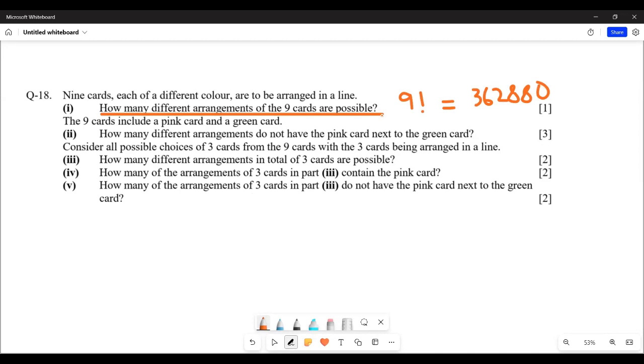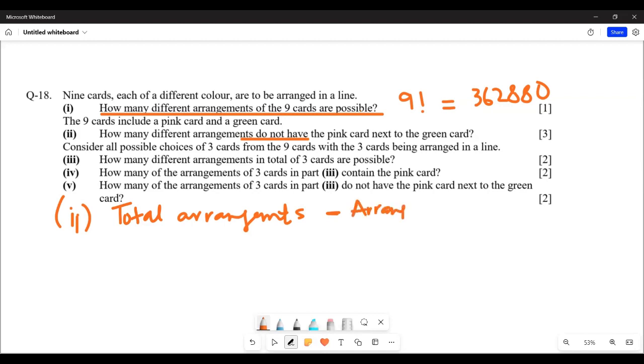Part 2. How many different arrangements do not have pink card next to the green card? Okay, let me reread that. It says the 9 cards include a pink card and the green card. So how many different arrangements do not have pink card next to the green card? So in this case, we'll find the total arrangements, which we already have, 9 factorial, minus the arrangements in which pink and green are together.